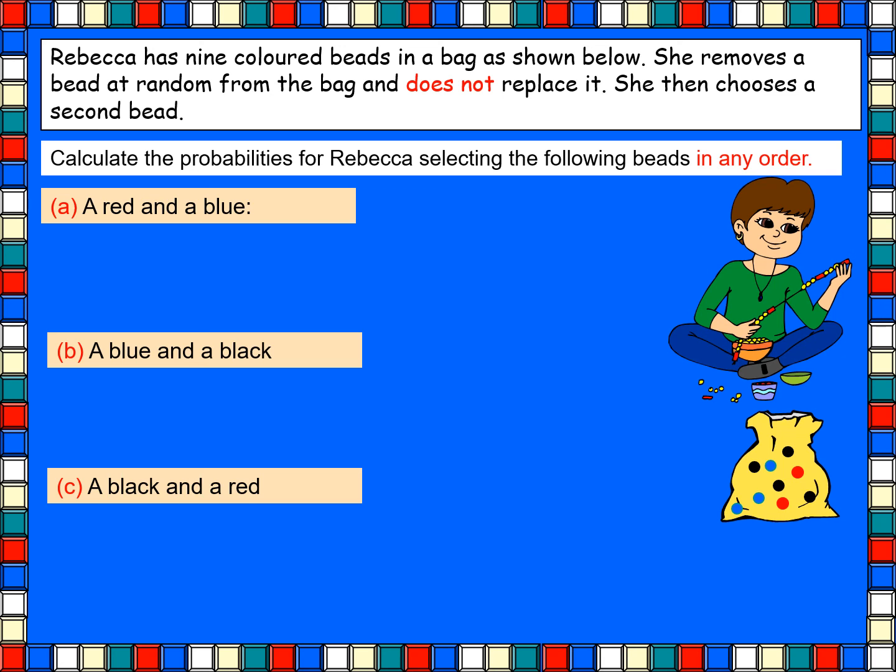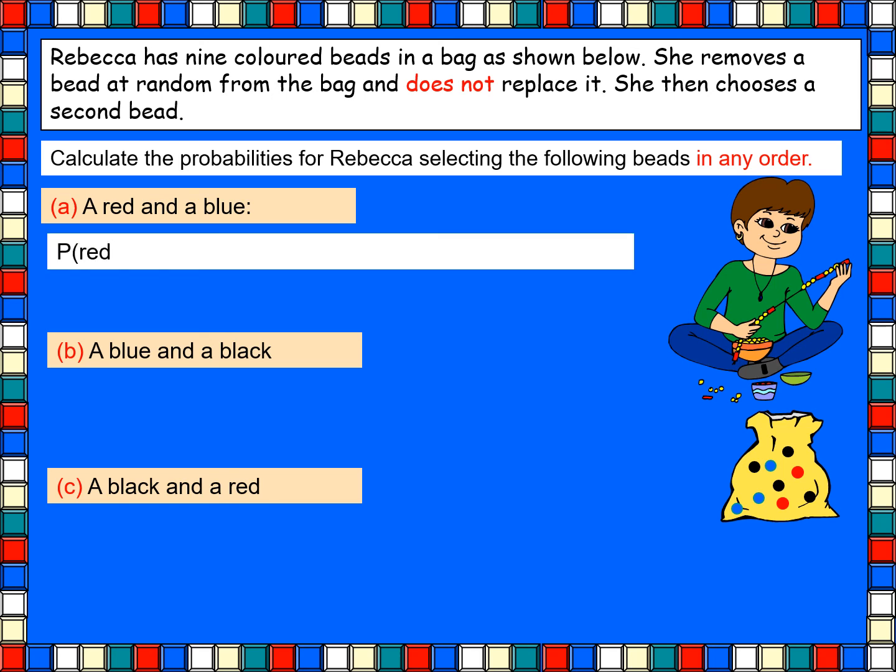So as a reminder, for part A, a red and a blue could be a red followed by a blue, or a blue followed by a red. Same for B and for C. Why not pause the video now and have a go at these questions and then resume when you're ready. And let's go through the answers.